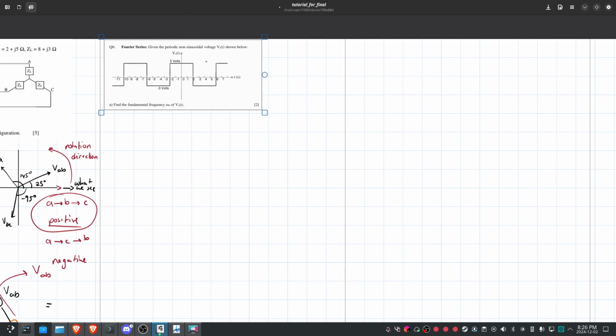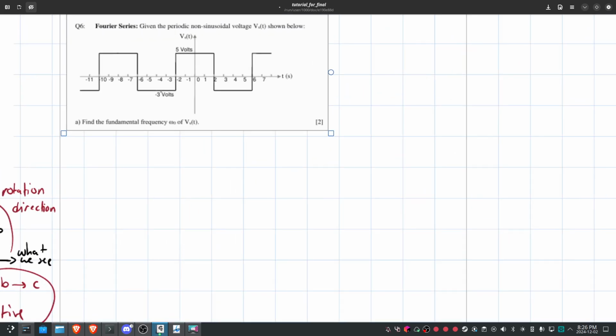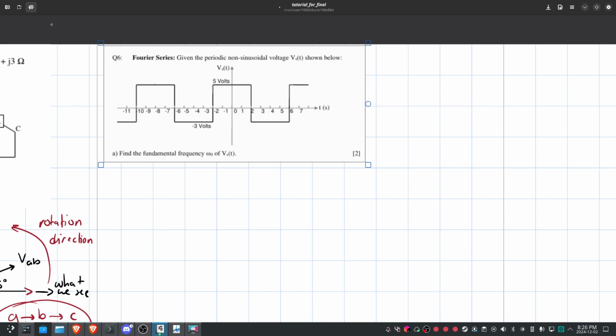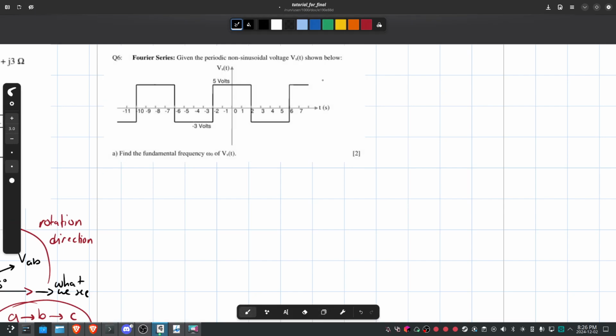Okay, last question for you. You should know how to do this. Given the periodic signal, find the fundamental frequency W0 of Vs. So the fundamental frequency is going to be 2 pi divided by the period.